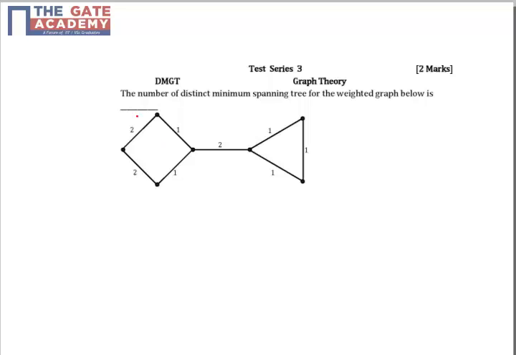Hello students. So this is a question from graph theory. It is a 2 marks question. And the question is: the number of distinct minimum spanning trees for the weighted graph below is dash.